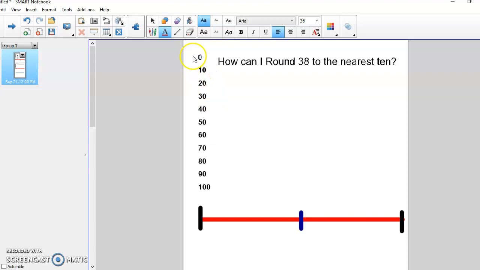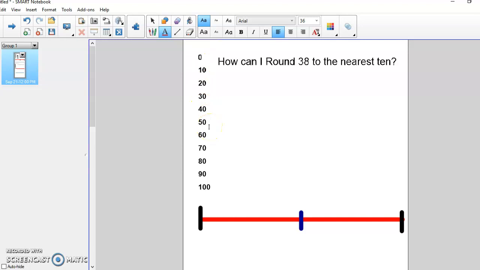Now, if you remember, if I skip count by tens, I have 0, 10, 20, 30, 40, 50, 60, 70, 80, 90, 100. So when we're rounding two-digit numbers to the nearest 10, our answer is either going to be 0, 10, 20, 30, and so on. It's only going to be one of these choices here. If you get any other number, your answer is going to be incorrect because it has to be one of these numbers that we can skip count by tens to get to.